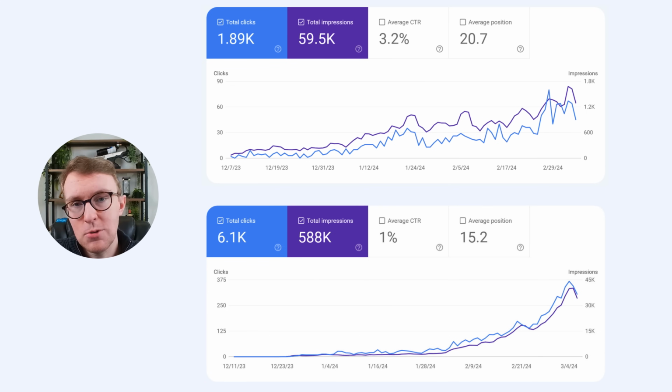In this case, I would like the click through rate to be a little higher on the second one here. So I'd probably slow down on the content until this gets to at least 2.5% click through rate. That'd be sort of my benchmark for an early site.